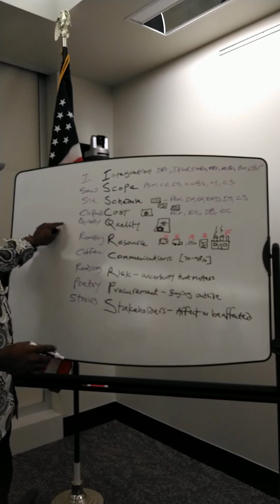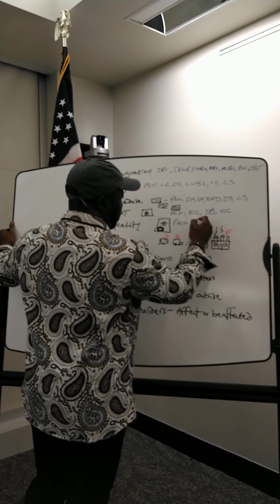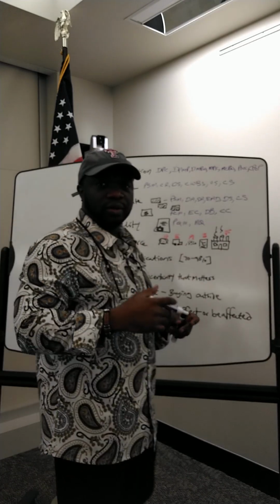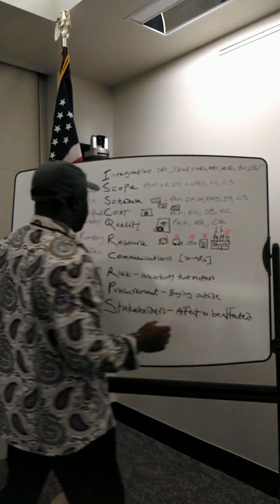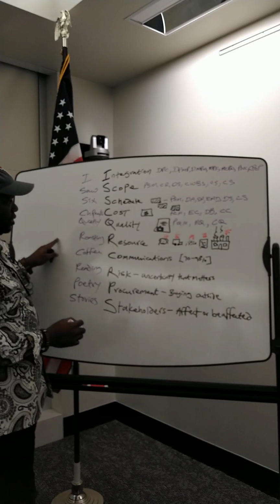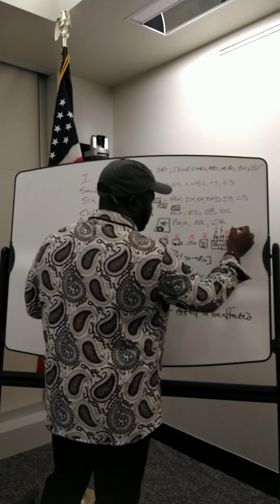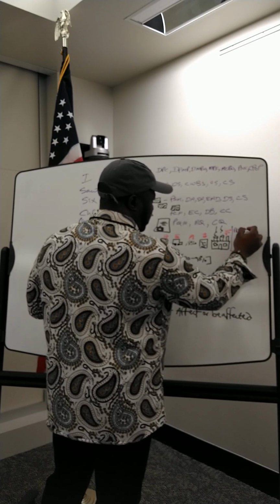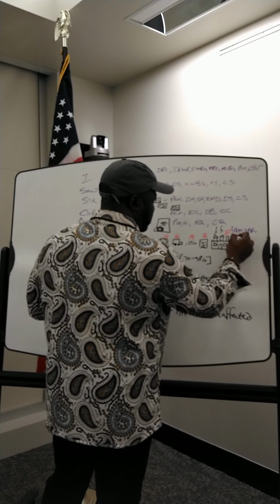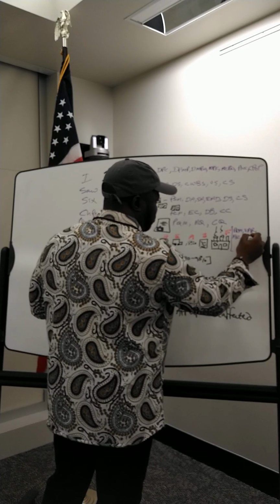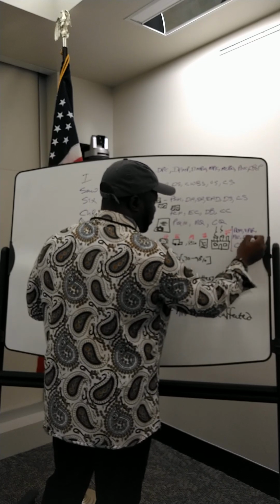In cost, we plan cost management, we estimate costs, we determine budget, and we control the cost. In quality, we plan quality management, we manage quality, which is more like your quality assurance or audits, and then we control quality. In resources, we have a number of things we do, and I'm going to put them over here. We plan resource management, we estimate activity resources, we acquire the resources, we develop the team, we manage the team, and we control the resources.